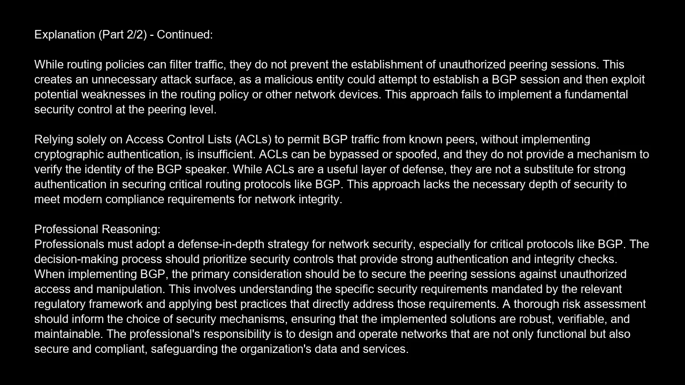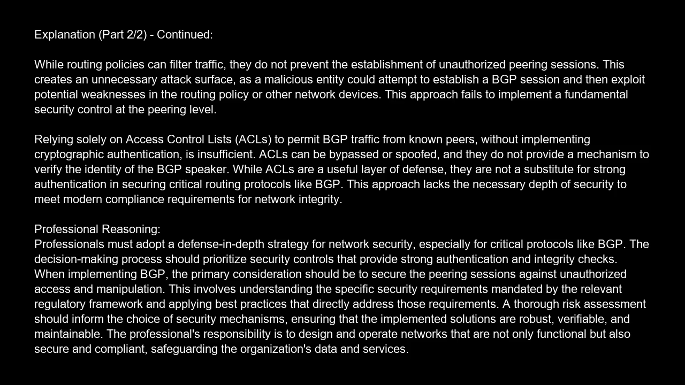Relying solely on access control lists, ACL, to permit BGP traffic from known peers, without implementing cryptographic authentication, is insufficient. ACLs can be bypassed or spoofed, and they do not provide a mechanism to verify the identity of the BGP speaker. While ACLs are a useful layer of defense, they are not a substitute for strong authentication in securing critical routing protocols like BGP. This approach lacks the necessary depth of security to meet modern compliance requirements for network integrity.